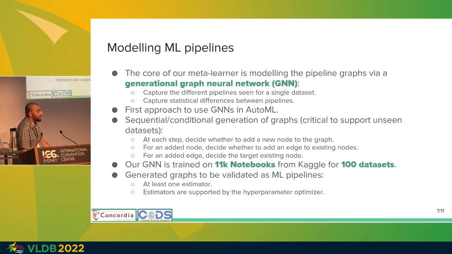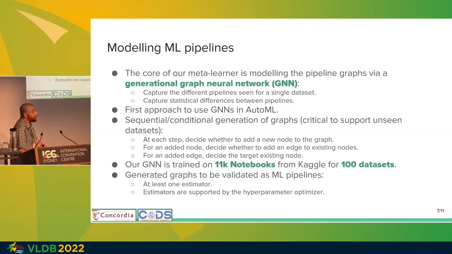How about the modeling? We model the machine learning pipelines through a generative graph neural network. Graph neural networks are neural networks that operate on graphs. A generative model is a model that sees a dataset and tries to imitate it. This is the first approach to use GNNs in AutoML. In this work, we adopt a sequential or conditional graph generation. There are two types of generative graph networks: they generate the graphs as is in one shot, or they generate them node by node or edge by edge. In this work, we use what is called conditional graph generation.